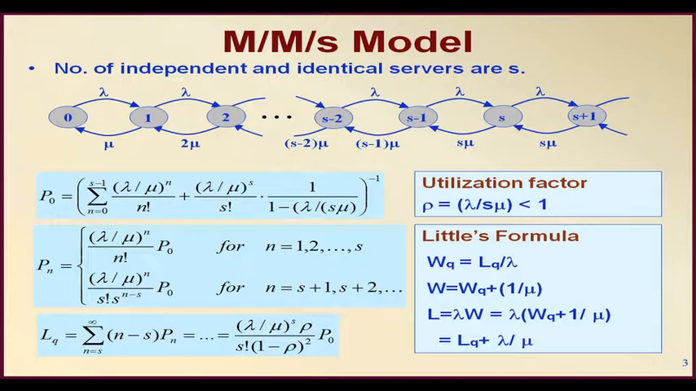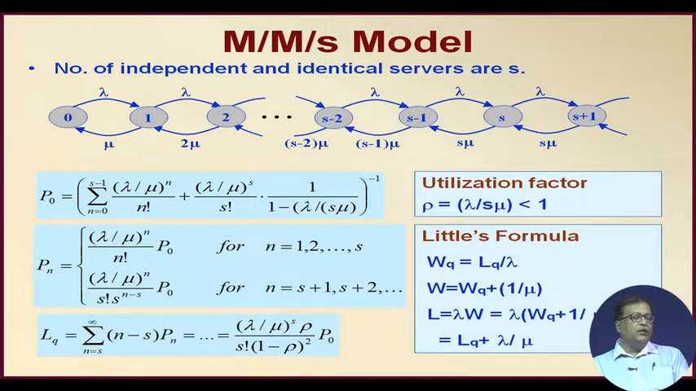and L equals lambda W, that is lambda times WQ plus 1 by mu. But one thing must be remembered here, that the utilization factor in this case is not lambda by mu, but lambda by S mu. So, this factor has to be remembered very clearly. Some books you will find which will say rho equal to lambda by mu, but in that case that rho is not the utilization factor.